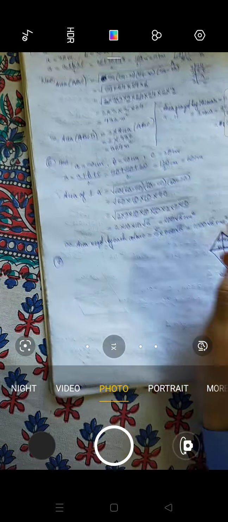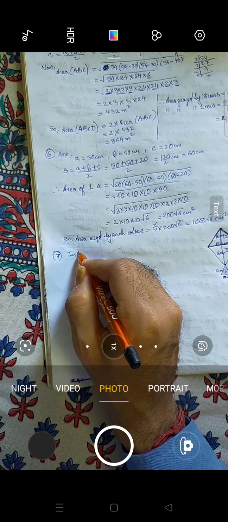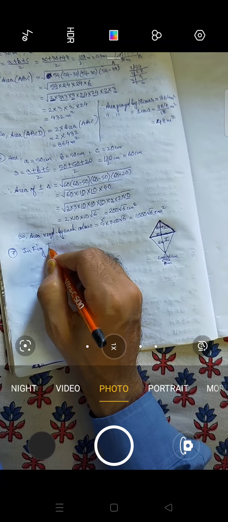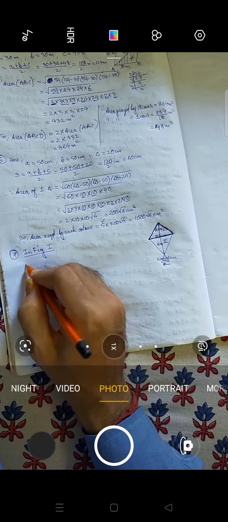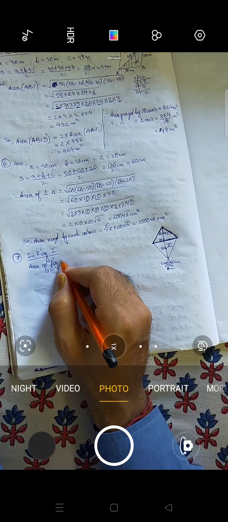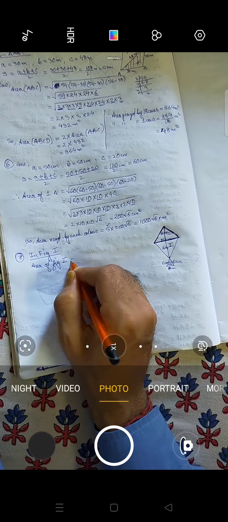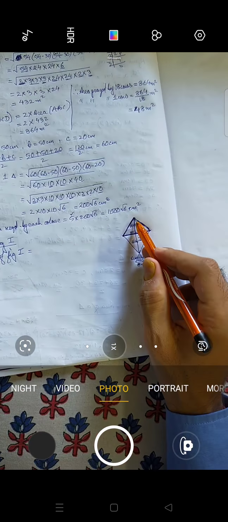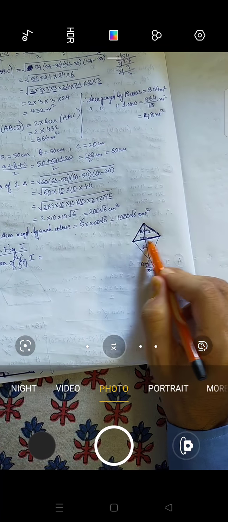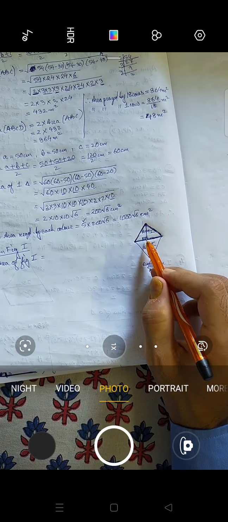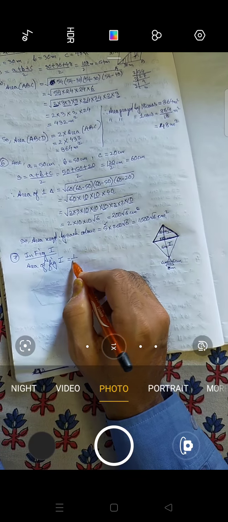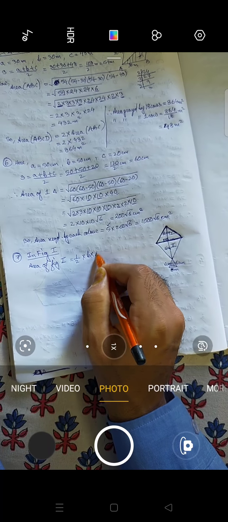So we can say in figure 1. So we are taking figure 1. So we can say area of figure 1 equals to. Now you can see this is like a triangle and this is 90 degree. So we know this is the base and this is the height. So area of a triangle when base and height are given, we can say half into base into height. Any doubt?